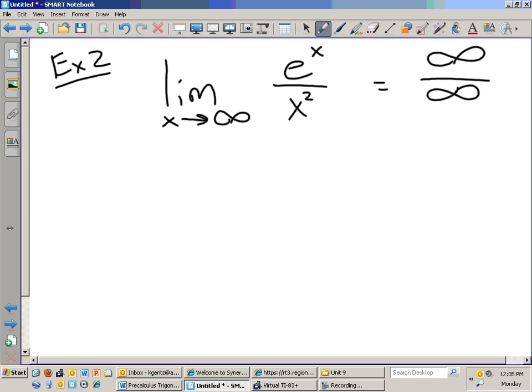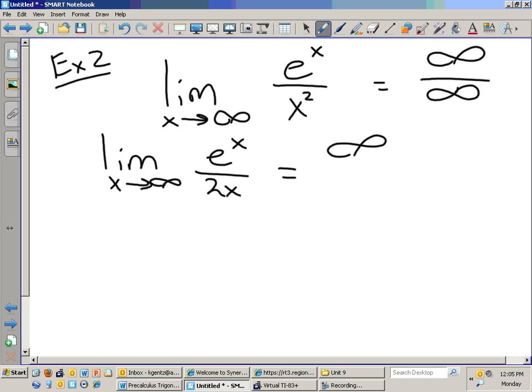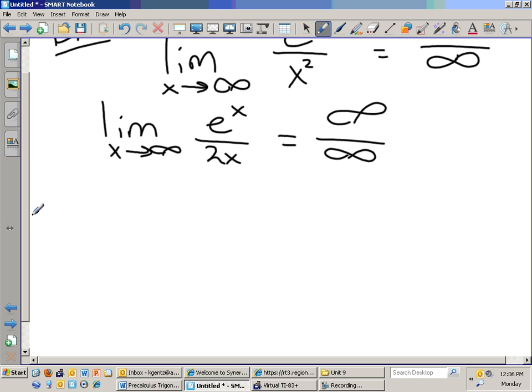And so I can take the derivative of the top divided by the derivative of the bottom. So namely, what is the derivative of e to the x? E to the x divided by 2x. Now I try to apply the rule. When you plug in infinity to the top, you get infinity, and to the bottom. So because I still have infinity over infinity, I can apply it again.